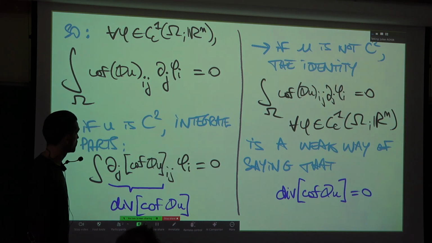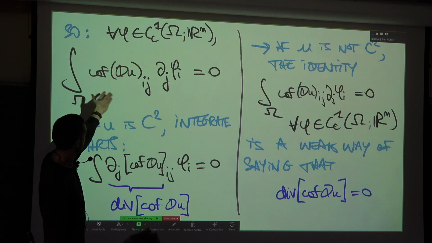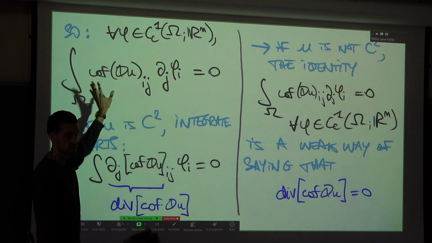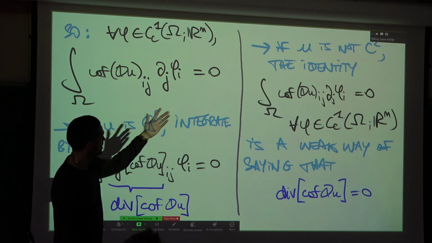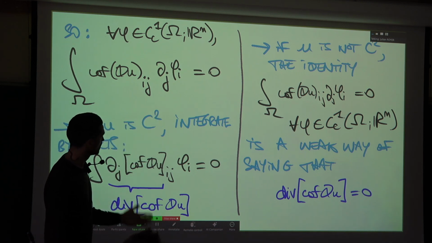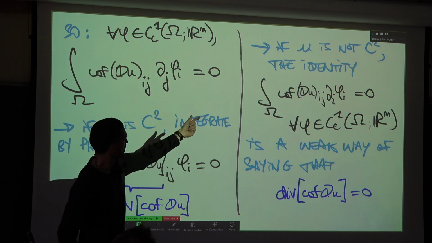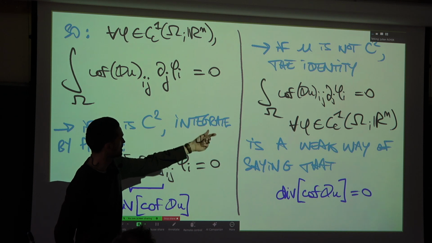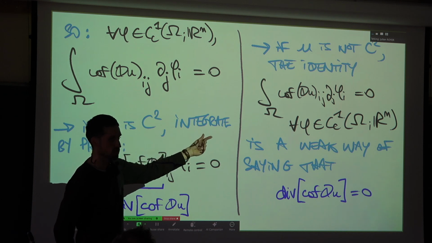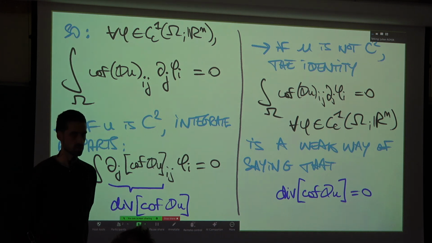But also what we have learned is that somehow this identity is the same thing as this, and here we don't need second derivatives. So let's take this as the definition of this. If u is not a C2 function, if it does not have second derivatives, then asking that this cofactor du integrated against the differential of phi is 0 for all phi with compact support is a weak way of saying that the divergence of cofactor du equals 0.